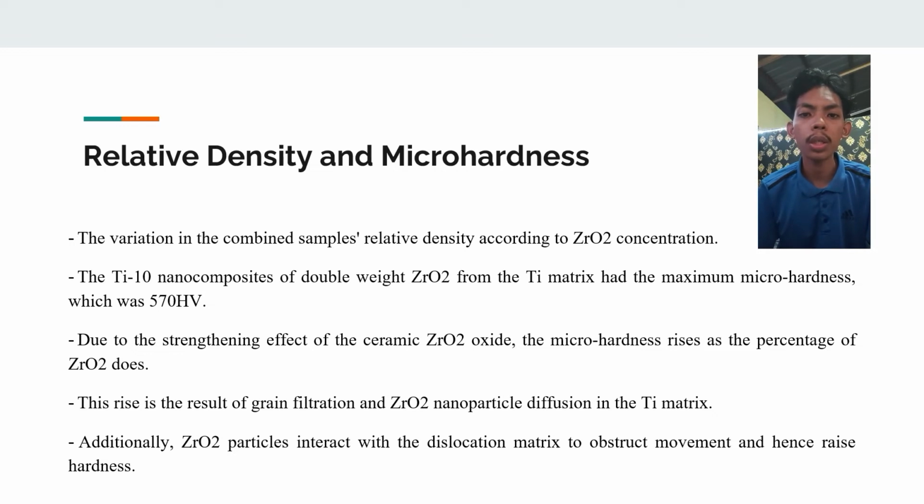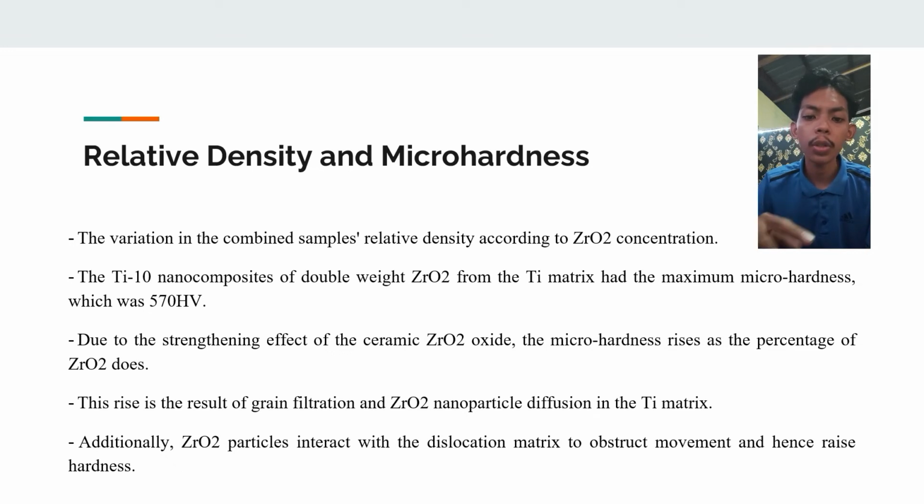The highest microhardness is 570 HV. Due to the hardening action of the strengthening ceramic ZrO2 oxide, the microhardness rises as the ZrO2 content does. This enhancement is the result of grain refinement and the excellent dispersion of ZrO2 nanoparticles in the Ti matrix.